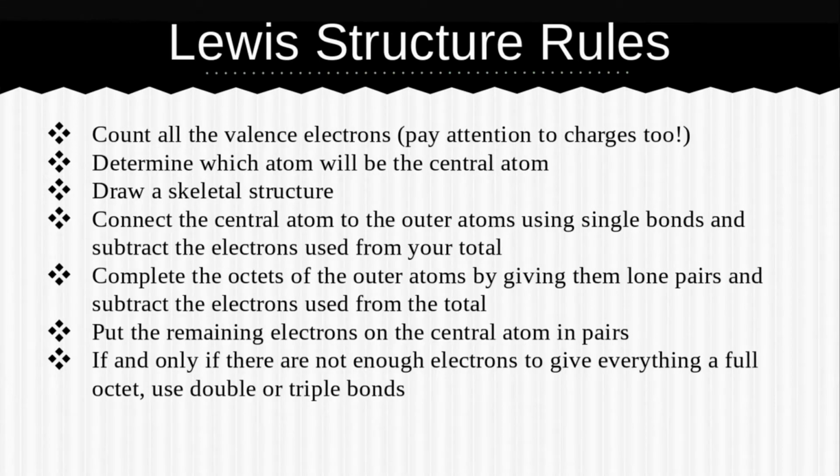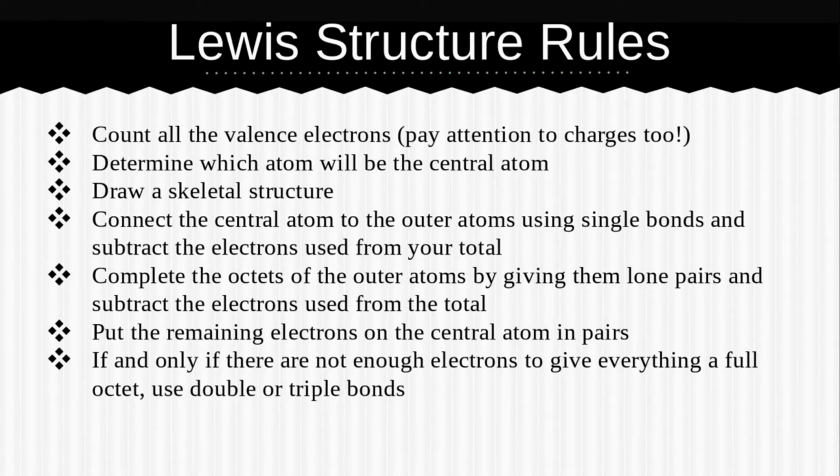So here's just a review of the rules for drawing a Lewis structure. The first step is to count all of the valence electrons. One thing you'll see this year that we didn't really do last year is charges. Some molecules have a charge, so you do need to pay attention to the charge. If it's a negative charge, then you're going to add electrons to your total. If it's a positive charge, then you're going to take electrons away from your total.